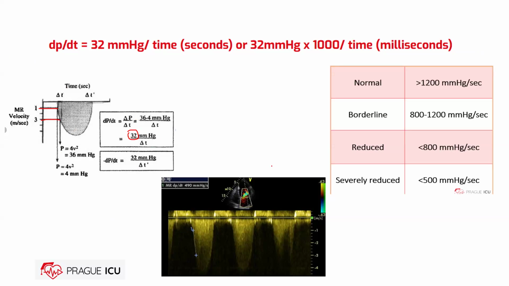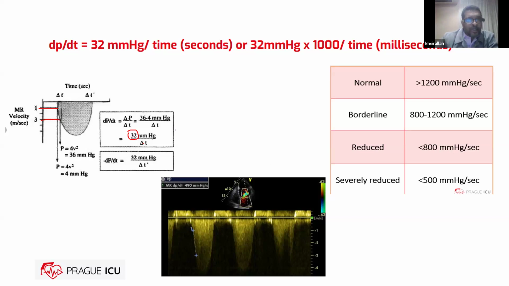Imagine with me that the stronger the LV, it means it can generate 32 millimeters of mercury pressure difference in a shorter time. Right? And the weaker it gets, it means it can generate this pressure in a longer duration.